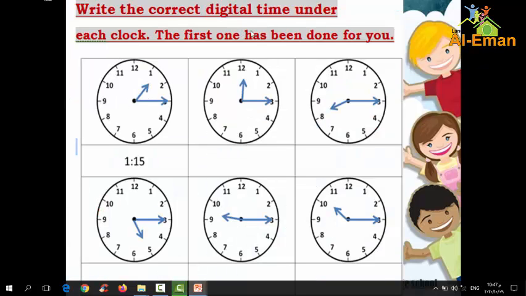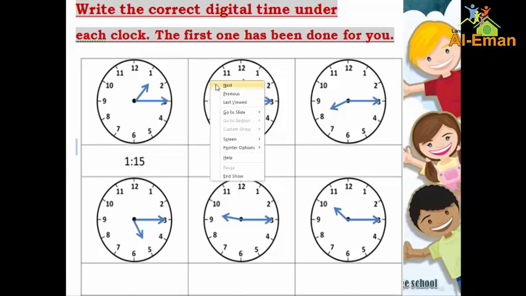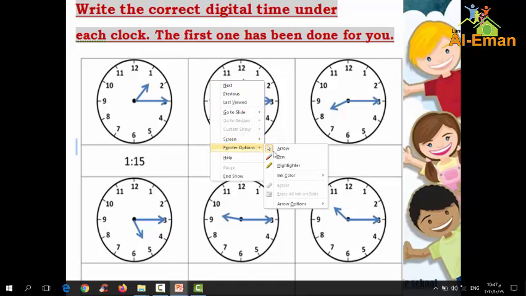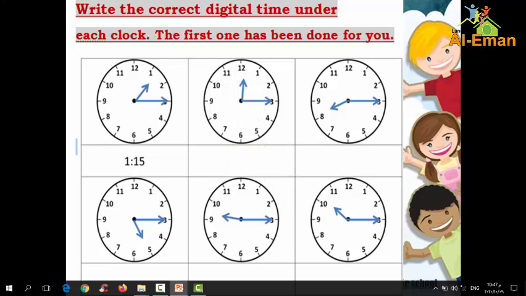Write the correct digital time under each clock. The first one is done for you. The short hand points to 1 and the long hand points to 3. 3 in a digital clock means 15. In an analog clock, when I ask you what's the time, it's quarter past 1.